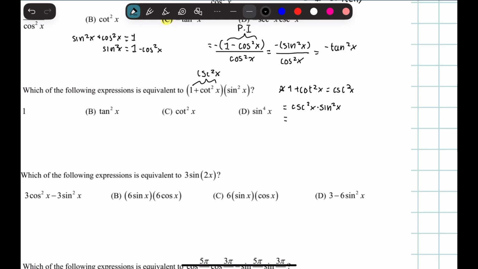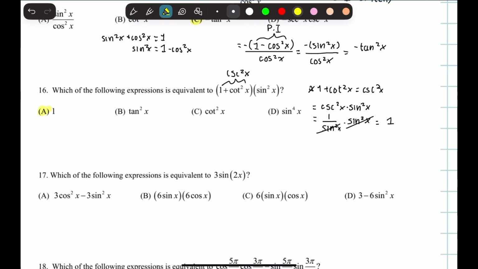And we also know that cosecant x is just the same thing as 1 over sine x, so cosecant squared is 1 over sine squared of x, times sine squared of x. And this is a common factor in the numerator and denominator, so that cancels out. So we just end up with 1.